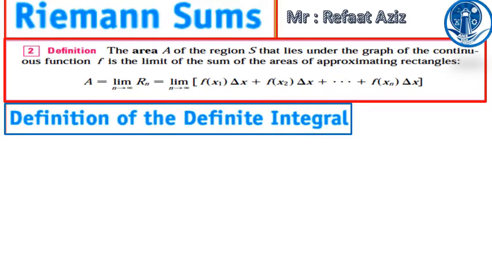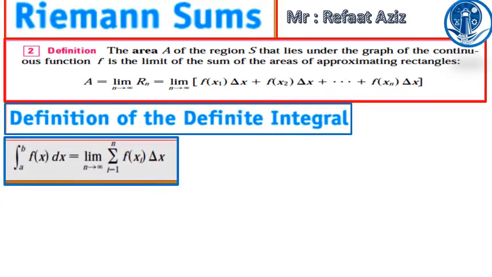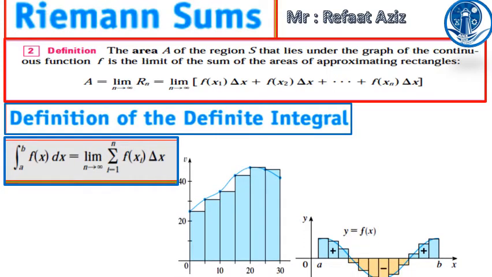Definition of the definite integral. The definite integral from a to b of f of x dx equals the limit as n tends to infinity of the summation from i equals 1 to n of f of x_i times delta x. And here is the sum of the rectangles. If we have something like that, then the two blue ones minus the yellow one.